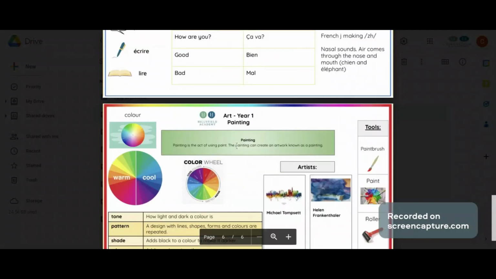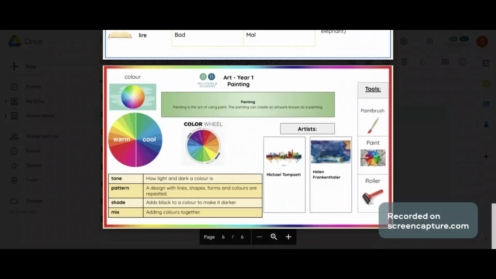And last but not least, we have the art knowledge organiser that the children will use throughout art days and different special days like the Big Draw and art lessons in the school. So this is something that you can extend at home when they're doing any artwork. You can talk about the tone. How is light and dark? How is your light in that piece of artwork you've done? What's the dark? Can you point to it for me? And really just extending that knowledge.